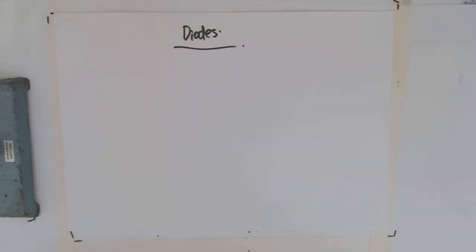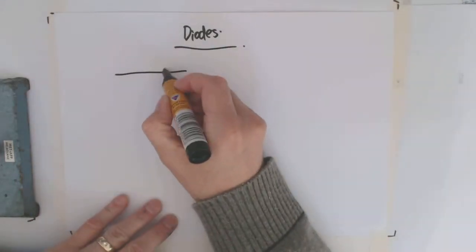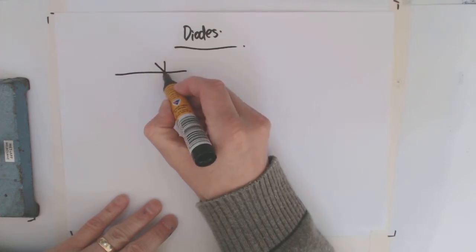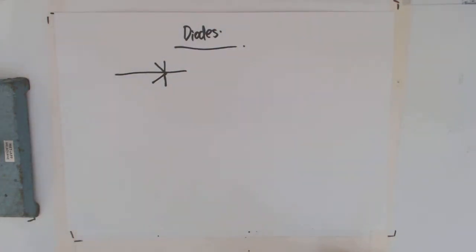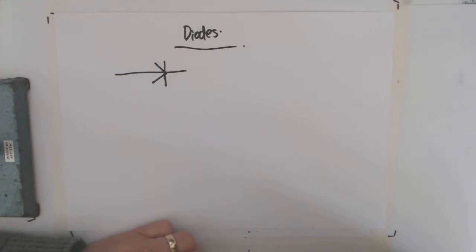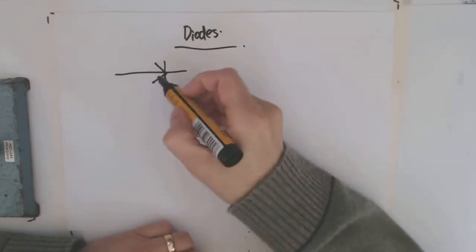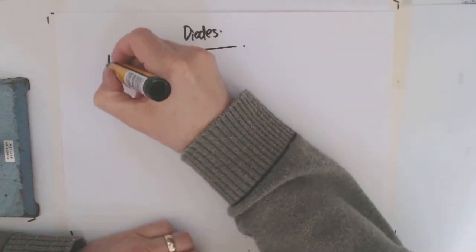This is where we look at diodes. Now, the symbol for a diode, you may remember from level 1, is like that. A diode has to be placed in the direction in which you want current to flow. So the arrow gives you an indication that it goes from positive to negative.